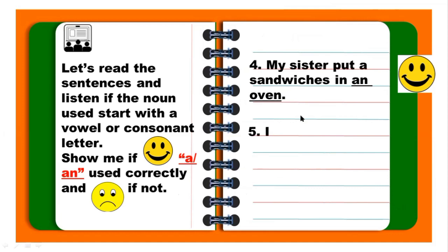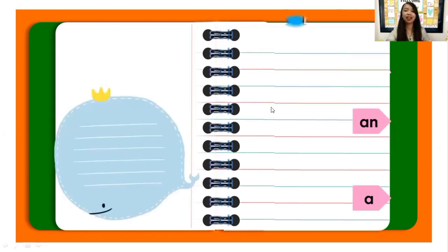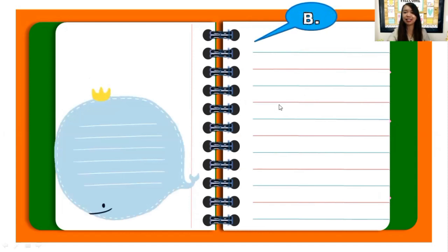For number five, I like the pictures in a frame. A frame. Okay, what's your answer? The answer is happy face. Happy face because a frame is used correctly in the sentence. And then frame, F is a consonant letter. All right, so let's have more activities.